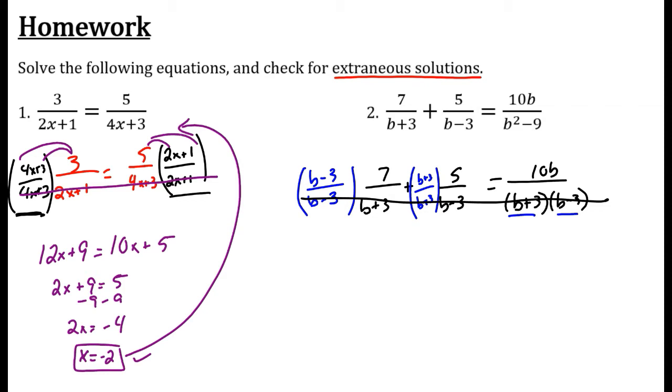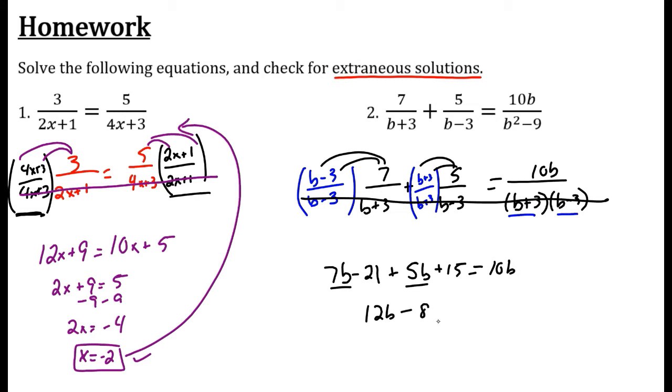So since I have that common denominator, I look up at the top. I'm going to distribute that 7 in, 7b minus 21, plus distribute the 5 in, 5b plus 15 equals 10b. I've got 12b minus 6 equals 10b. I'm going to subtract the 10b over. Negative 6 equals negative 2b, which tells me after I divide by negative 2, I get b equals 3.